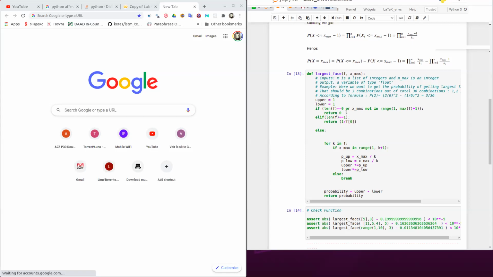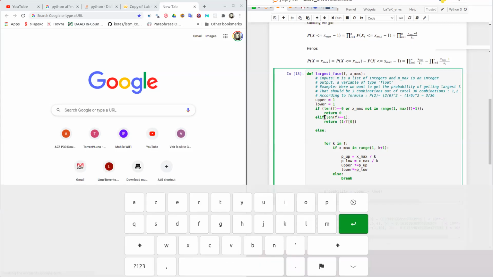You got it? Sorry, can you say again? I try to treat the case where the probability equals 0. If there are no dice, or if the X mass is not a number of a face of any dice, the probability will be 0. Hang on, let me read this. So upper one, lower one.